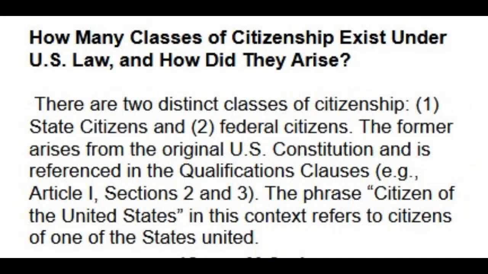How many classes of citizenship exist under U.S. law, and how did they arise? There are two distinct classes of citizenship: 1. State citizens and 2. Federal citizens. The former arises from the original U.S. Constitution and is referenced in the qualifications clauses, e.g., Article I, Sections 2 and 3. The phrase citizen of the United States in this context refers to citizens of one of the states united.